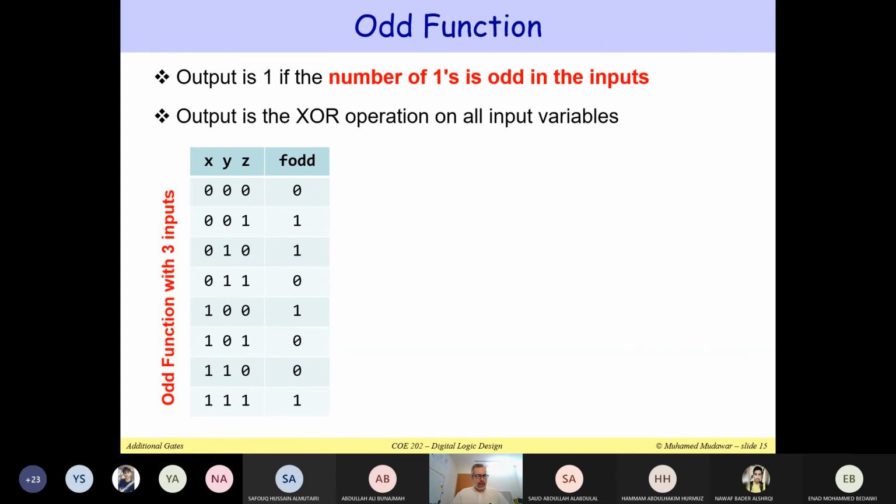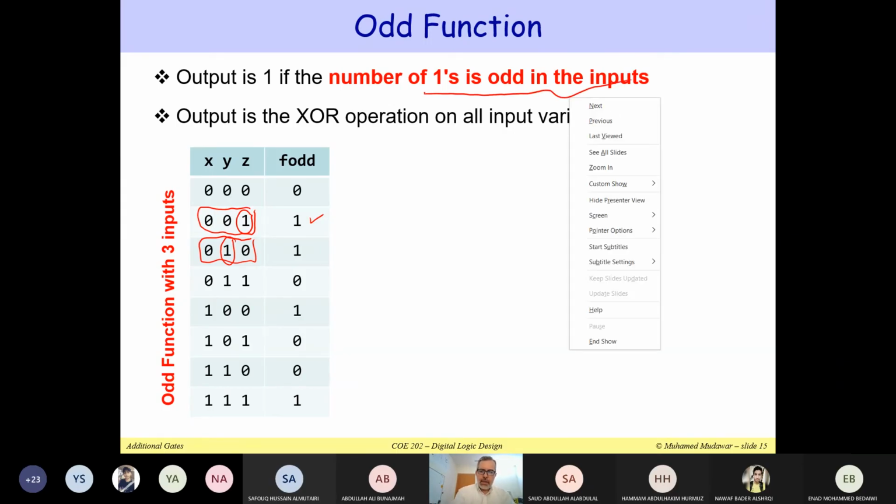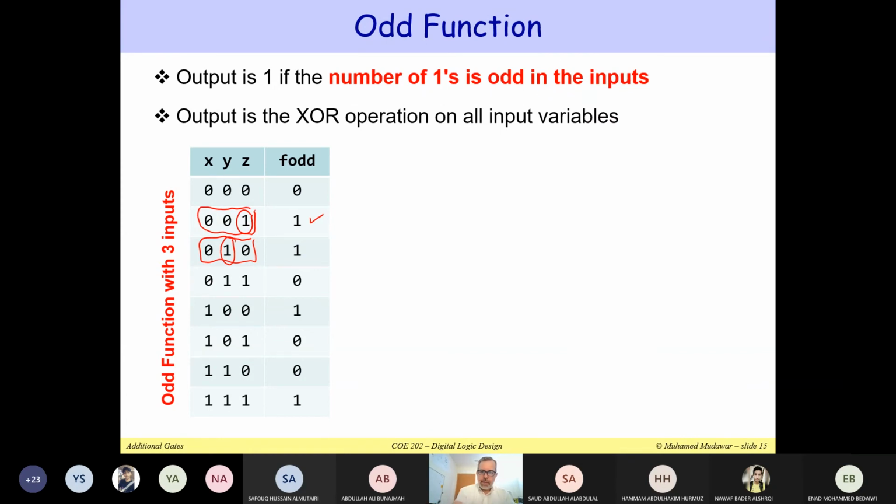For example, let us take a look at this function. Here, when you count the number of ones in the input, you have exactly a single one, which is here. So therefore, the total number of ones is odd. So therefore, we got here the output is 1. The same thing here, you have a single one. So it is odd. The number of ones is odd. So the important thing is that the number of ones is odd in the inputs.